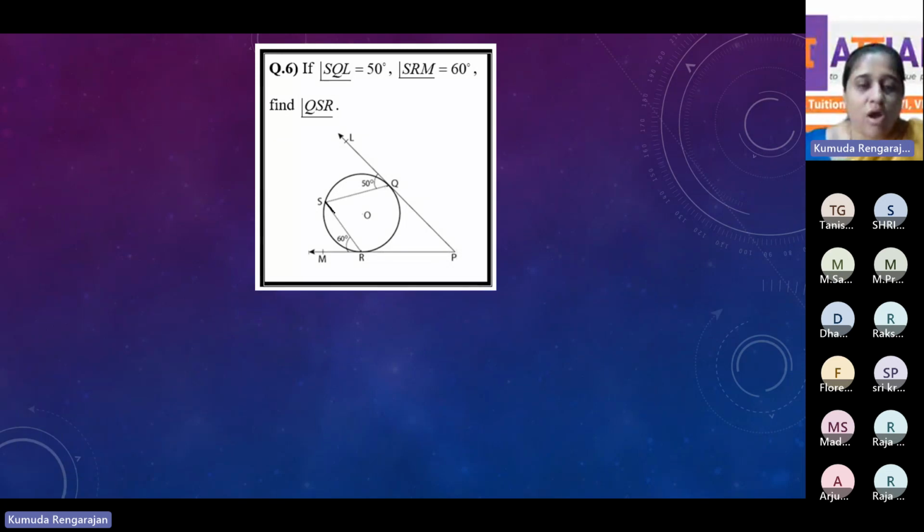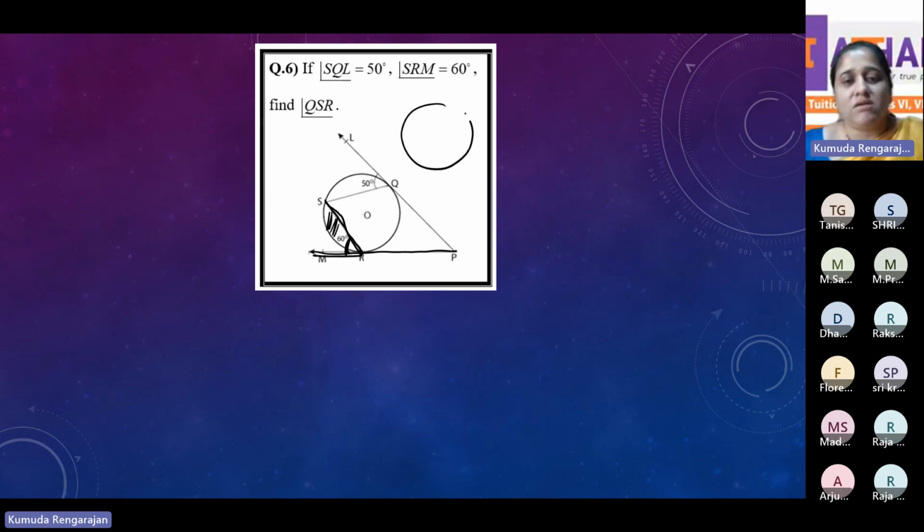See, why are we looking at this angle? Because SR is a chord. R is one endpoint of the chord, and through that endpoint we have a tangent. Now we have this angle between the chord and the tangent, 60 degrees. This is in this part of the circle, which with respect to the chord is the minor segment. The rest of it is the major segment.